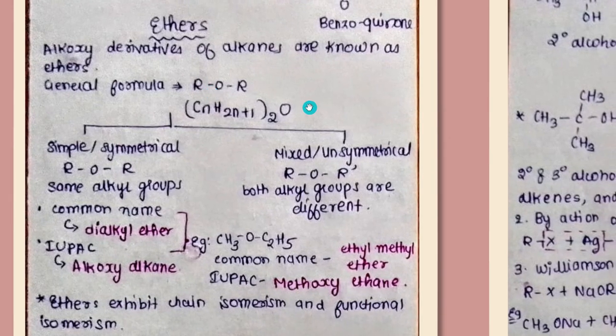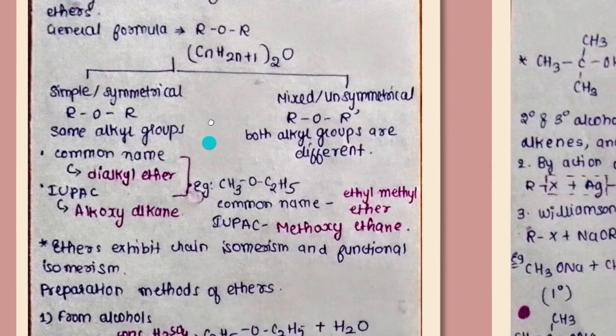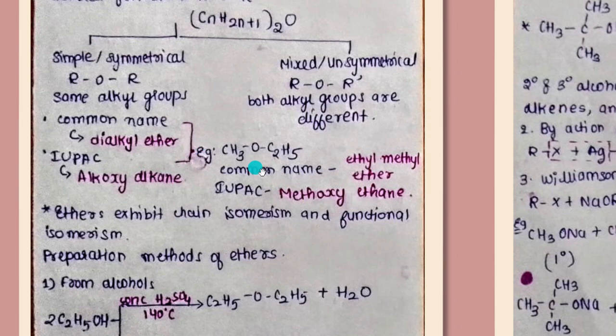Now finally coming to ethers. Alkoxy derivatives of alkanes are known as ethers with the general formula ROR, that is CnH2n+1 twice O. These are again divided into simple or symmetrical ethers and mixed or unsymmetrical ethers. Simple or symmetrical ethers have the same alkyl groups on both sides. Mixed or unsymmetrical ethers have different alkyl groups. Now coming to the common name, we have dialkyl ether. For example, for CH3OC2H5, what do we have?